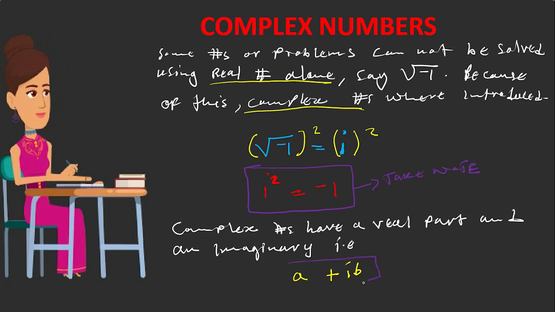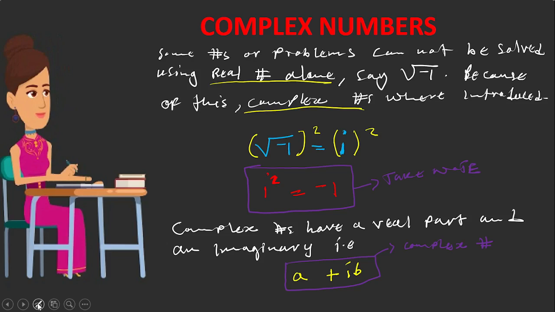So the whole of this expression here is known as the complex number. Everything here is known as the complex number. Now, from this complex number, you have two parts of it. The first part is what we are calling the real part. So this part here is known as the real part.